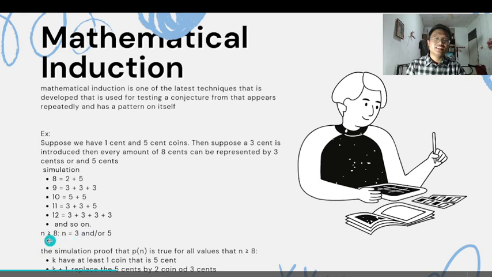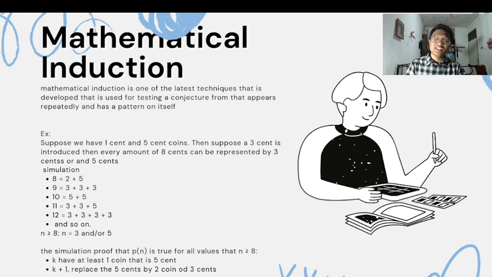Here is the formal written statement. It is n greater than or equal to 8, where n is made of 3 and or 5. The simulation here proves that Pn is true for all values n greater than or equal to 8.